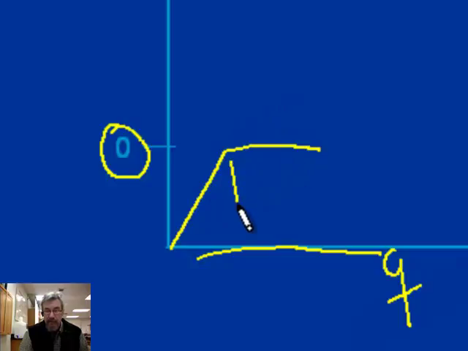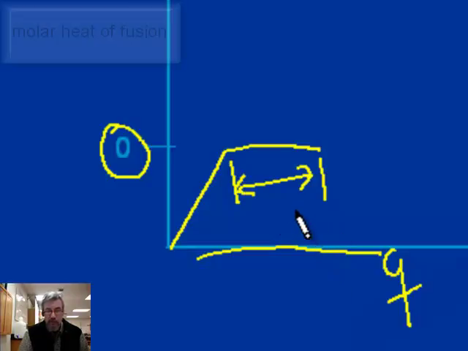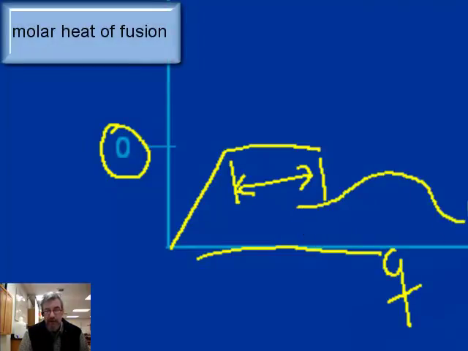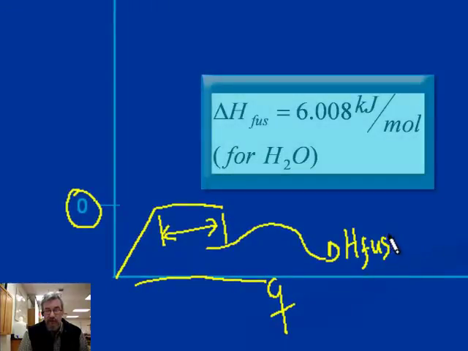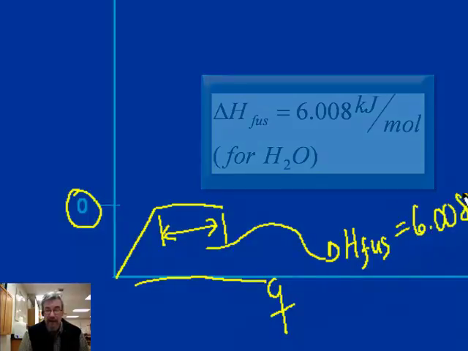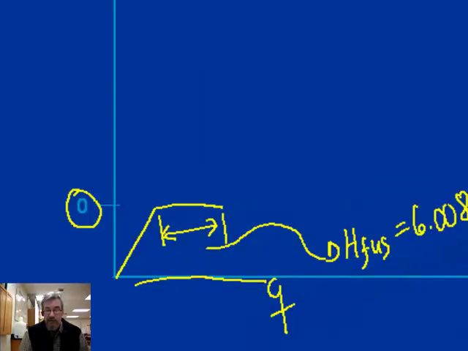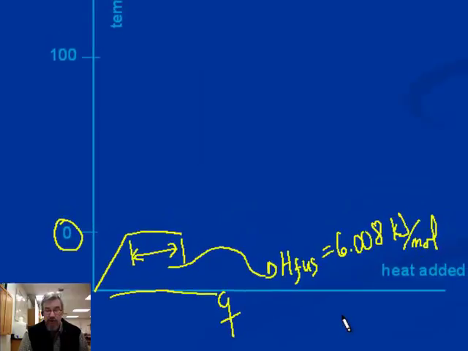The amount of energy it would take for water is called its molar heat of fusion. It's abbreviated delta H FUS, for fusion. And for water, that happens to be 6.008 kilojoules for every mole of water that you melt. So this process is melting. Then, once the water is all melted, its temperature can then begin to increase.